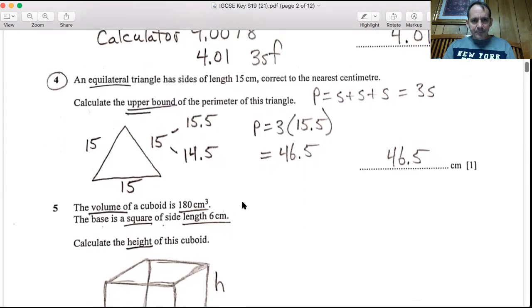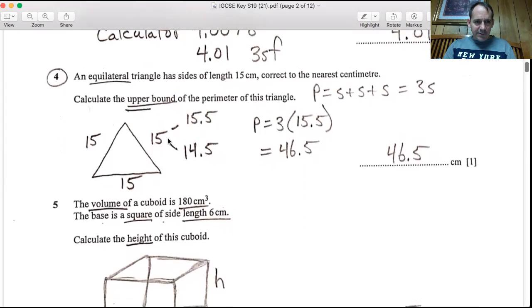Number 4, I don't remember why I have it circled, but anyway, an equilateral triangle has sides of length 15. So equilateral means they're all the same, 15, 15, 15. Correct to the nearest centimeter. Calculate the upper bound of the perimeter of this triangle. So in upper and lower bounds, there are usually 2 layers. The first layer deals with the number itself, and then the second layer deals with the formula.